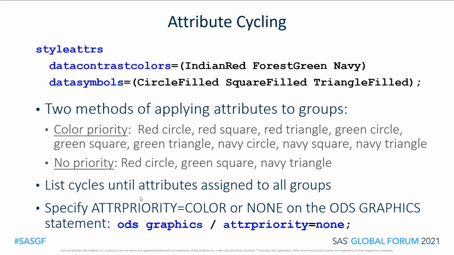And I should mention, if you have more groups than you have defined attributes, it will simply cycle through. So if we're using adder priority equals none, and we've defined these 3 sets of attributes, and we had a 4th group, we'd cycle back to the first, which probably isn't what you want, so you want to make sure you have defined enough attributes to cover all of your groups.